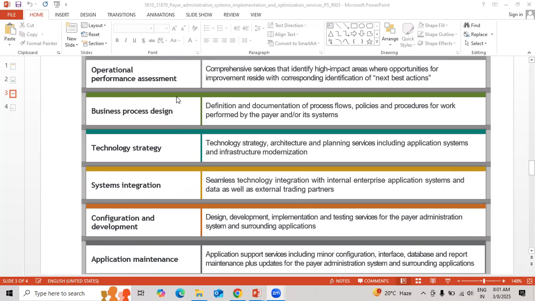So this is what we generally need to know when we are developing payer administrative systems on the healthcare side. How the payer admin architecture that we develop should look, we will discuss in the next week.